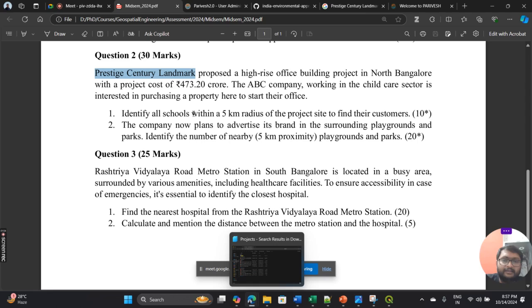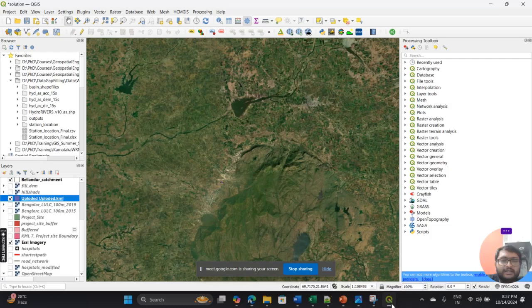So what we have to do is find out how many schools there are within the 5 kilometer radius of the given upcoming project. We can use tools like buffer analysis to find out how many schools are nearby, or, if they want to advertise their particular brand in nearby parks or playgrounds where people who have children are, we will construct buffers around those things.